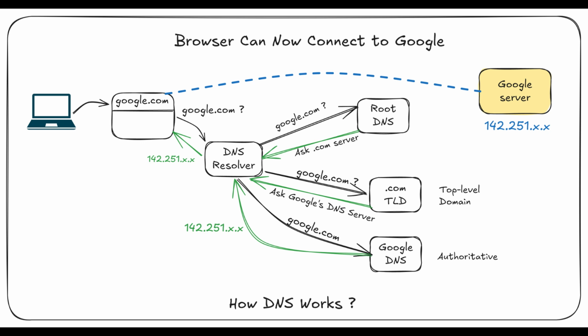So, in summary, the DNS process looks like this. Your laptop asks the DNS resolver. The resolver asks the root server. The root server points to the TLD server. The TLD server points to the authoritative DNS server. The authoritative DNS server returns the IP address. And finally, the resolver sends that answer back to your laptop. That's how DNS helps turn a simple name like google.com into an IP address that computers can actually use.